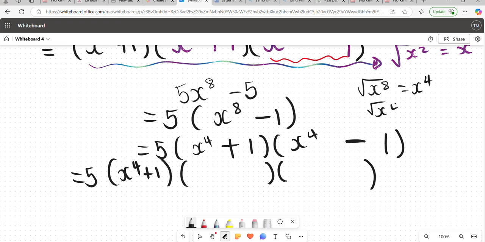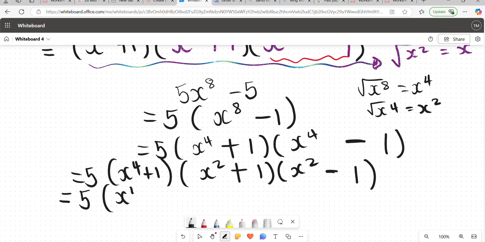Square root of x to the 4 is an x to the 2. X to the 2 there, x to the 2 there. Square root of 1 is a 1 there, a 1 there. 1 is positive and 1 is negative. Are we done, guys? No, we are not. We need to do another difference of two squares. That last bracket there is another difference of two squares.